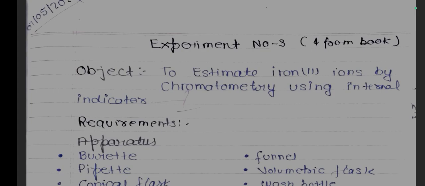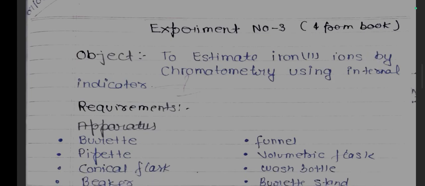First is the self indicator. Second is the internal indicator, and the third is the external indicator. KMnO4 also acts as a self indicator. And in this experiment, I will discuss the internal indicator.